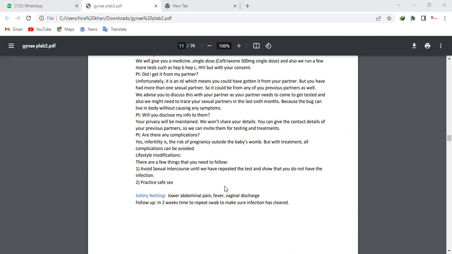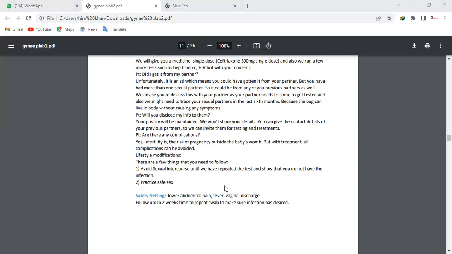You can say, I know you must be really worried, but there are a few things that you have to do in order to avoid this infection from spreading. One of them is to avoid intercourse unless you have tested negative. We have given you the medicines. We'll repeat your test, and after you are negative, it's advisable to avoid sex in order not to spread it to your partner. And secondly, you have to practice safe sex. That means you should be using condoms.